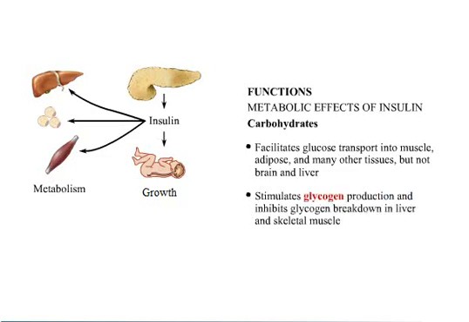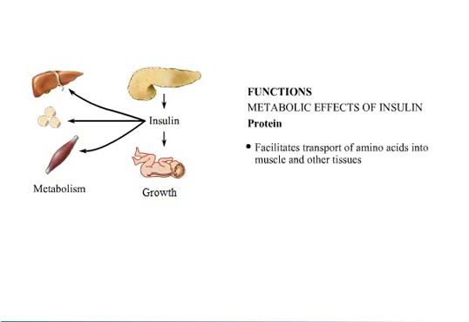Insulin stimulates glycogen production and inhibits glycogen breakdown in liver and skeletal muscle. Insulin inhibits synthesis of glucose from amino acids and glycerol in the liver. All of these actions decrease plasma glucose levels. Insulin facilitates transport of amino acids into muscle and other tissues. Insulin stimulates protein synthesis and inhibits protein degradation.